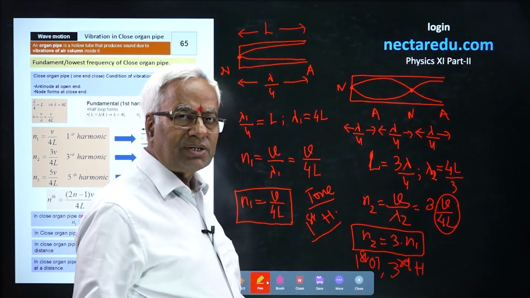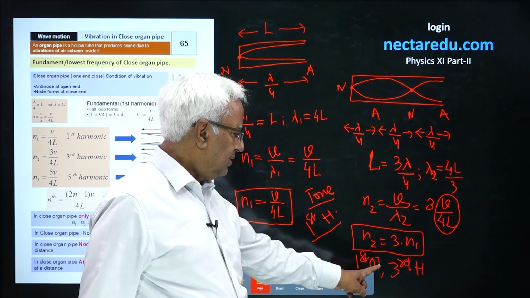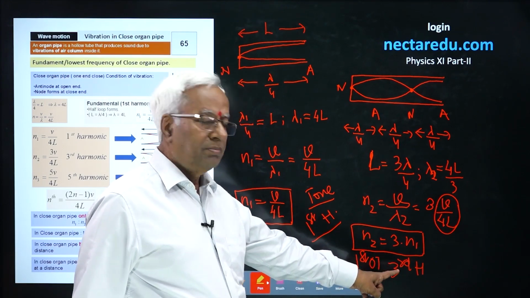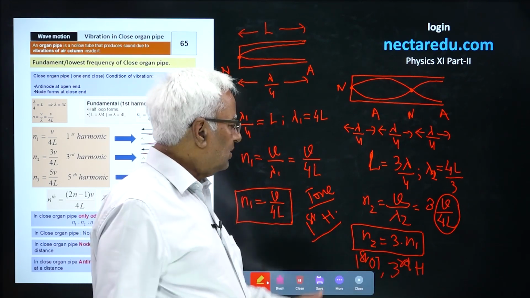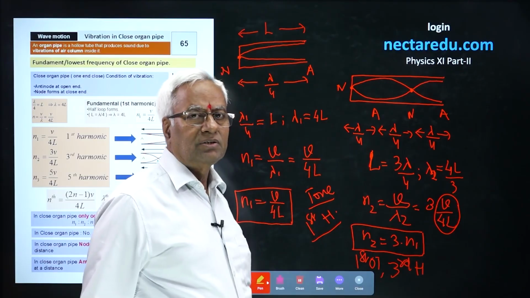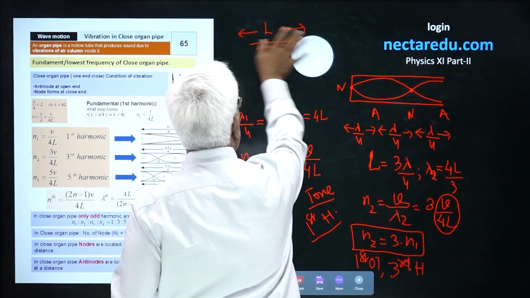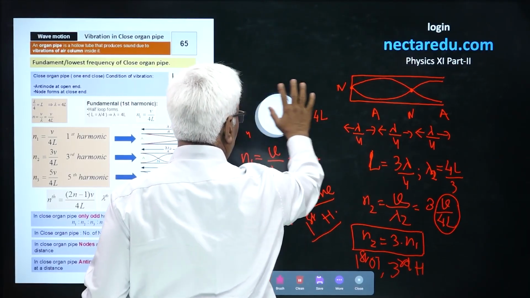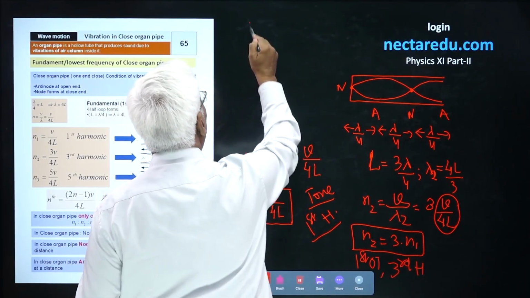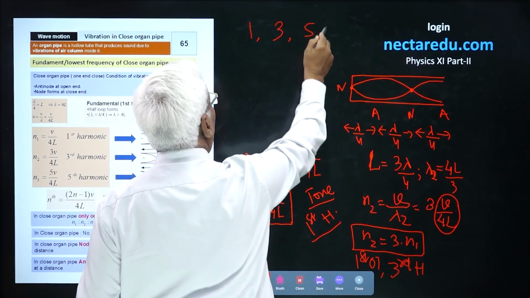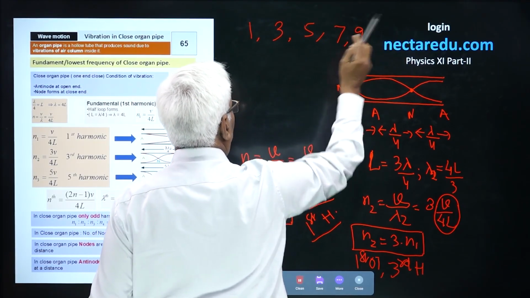So, what is interesting here to be noted is that the second harmonic is missing, and likewise if we proceed further, we will find the fourth harmonic will be missing. So, let us conclude that only the odd harmonics are available here. Odd means 1, 3, 5, 7, 9 and so on.